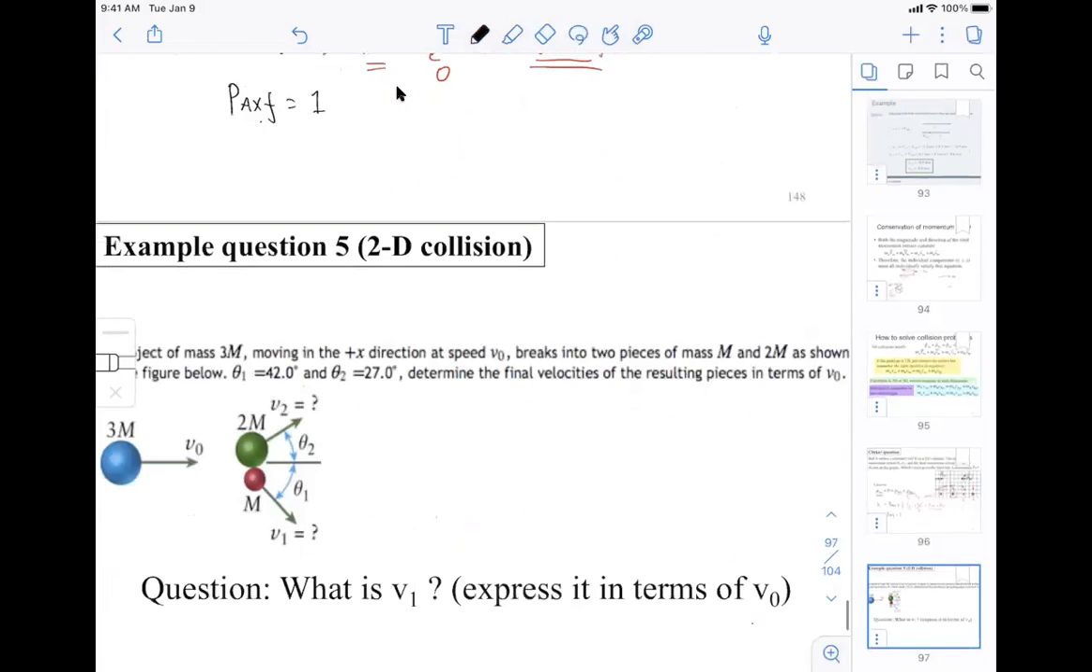All right, so now let's solve a problem together. It's a 2D collision problem. So you have an object of mass 3M moving along the X direction. When it hits, it breaks into 2 pieces. Things like this could be like the break of an atom.